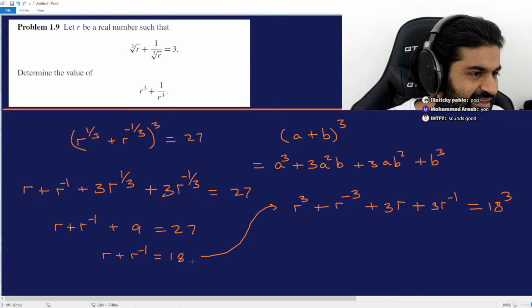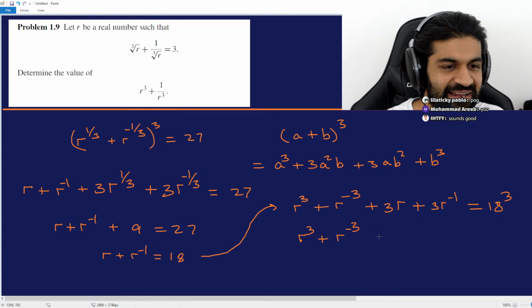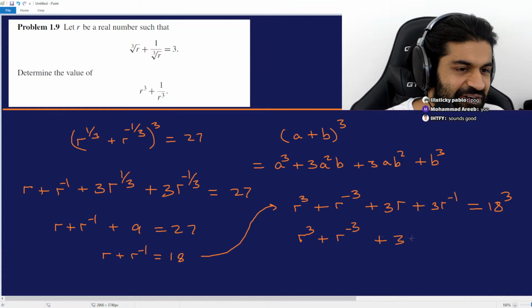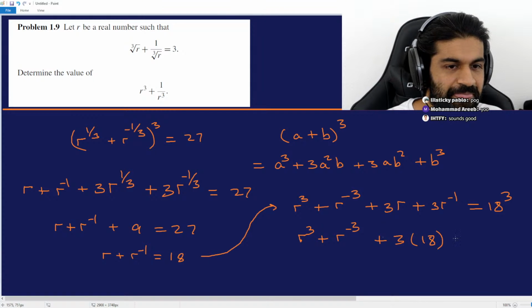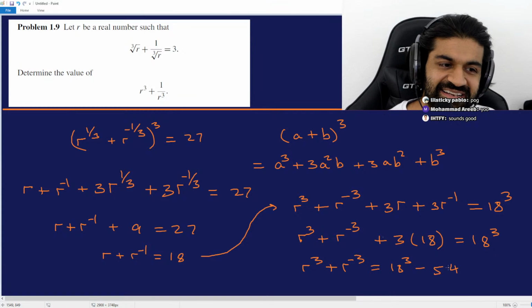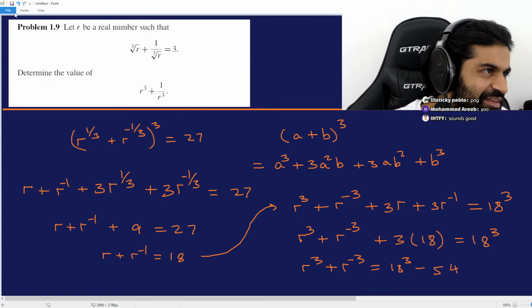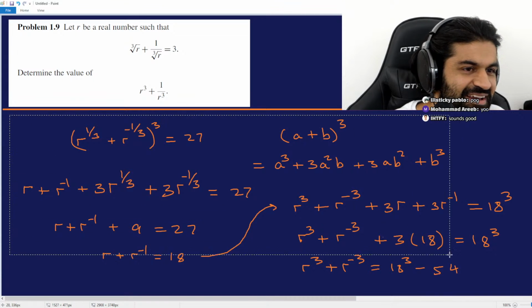If I'm not mistaken. So this basically says that r cubed plus r to the negative 3 plus 3 times r plus r inverse, which we know is 18, is equal to 18 cubed. So the final answer would be r cubed plus r to the negative 3 equals 18 cubed minus 18 times 3, which I believe is 54. Okay? Hopefully that makes sense, and that solves the problem. Of course, I mentioned this because there is a faster way to solve this problem, which I kind of want to get into.